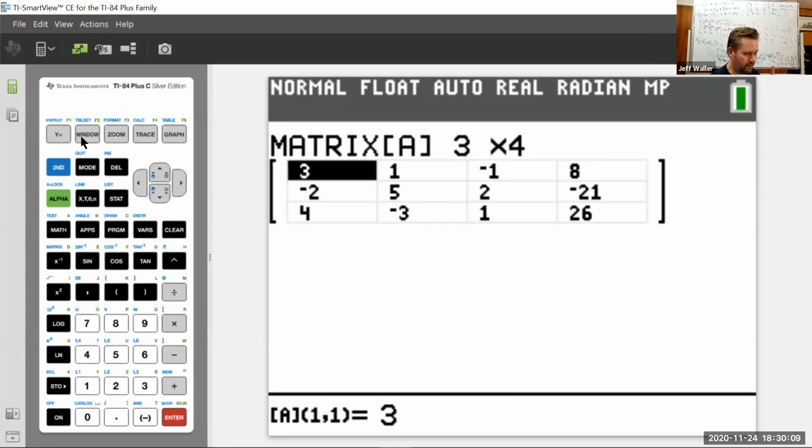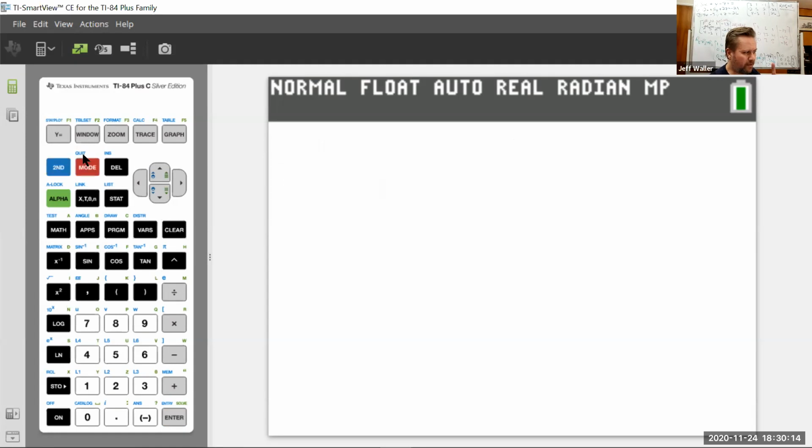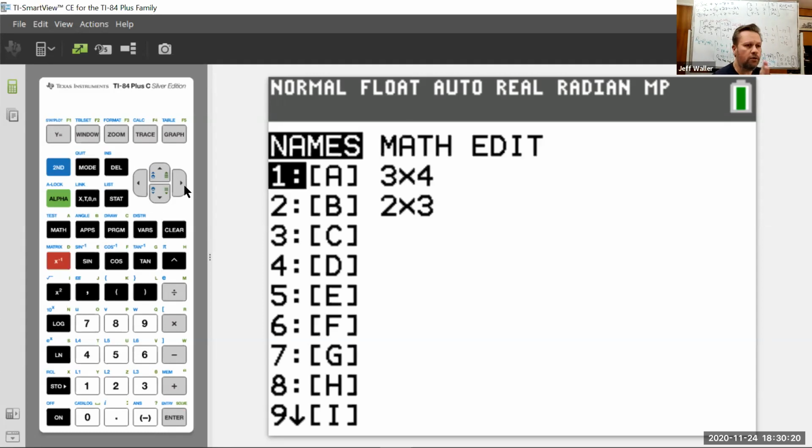So first off, do this. Never forget. Second, quit. Hit the mode button. Quit. Get out of your matrix. All right. Now come back into matrix. And the thing that we will be using now is called row-reduced echelon form.